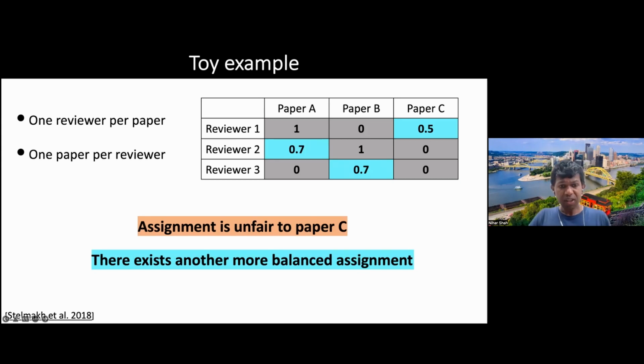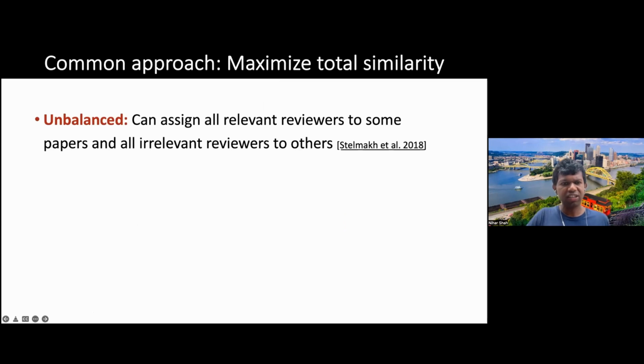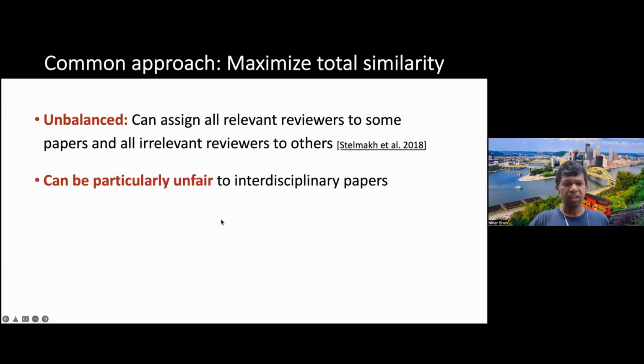So this is a problem with the current systems, and I'll show you some plots in a minute, but the current approaches can lead to these highly unbalanced assignments, and in practice they do. And this can be particularly unfair to interdisciplinary papers. Paper C often turns out to be an interdisciplinary paper.